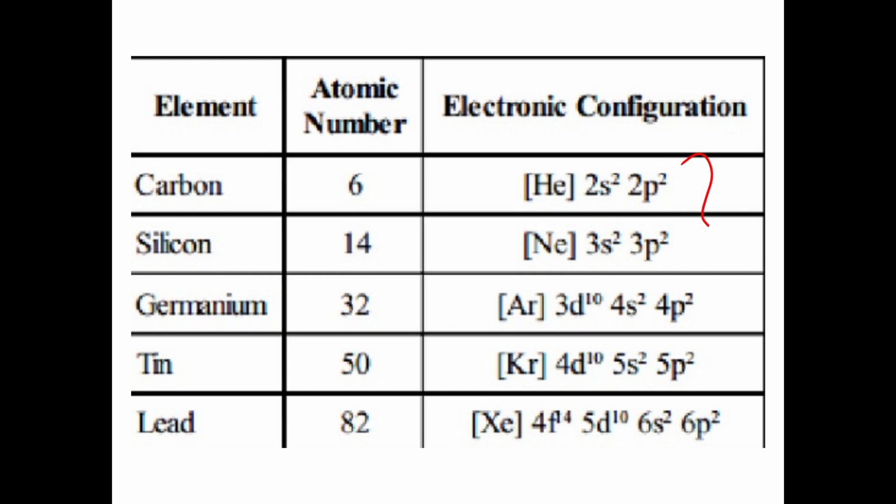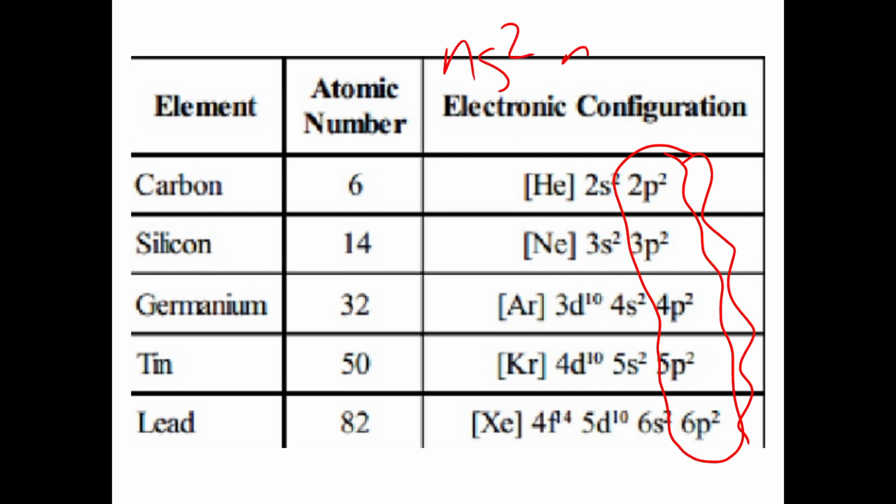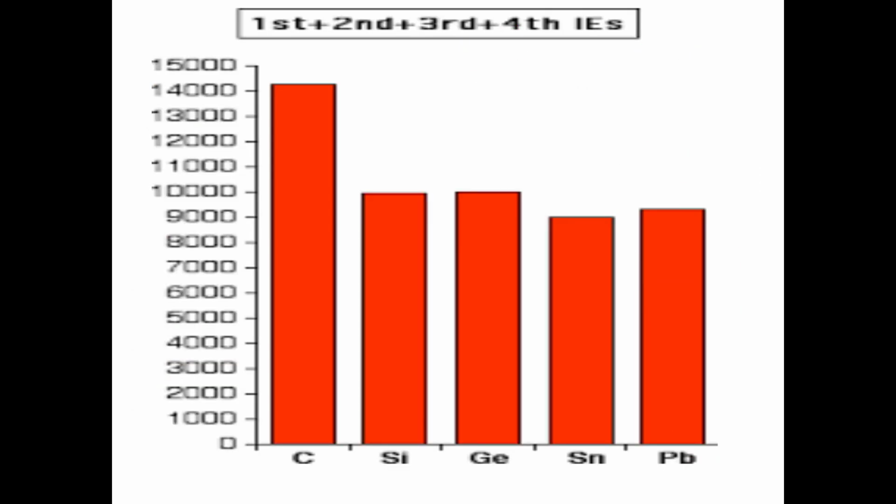This is the electronic configuration of the carbon family. If you check here, you can see the last electron enters the p subshell and 2 electrons are there in the valence shell. So hence its general configuration is ns2 np2. Now we'll see the trends in the physical properties.